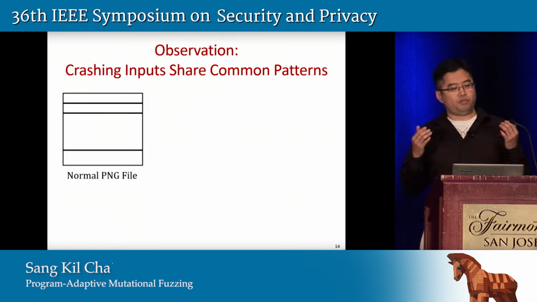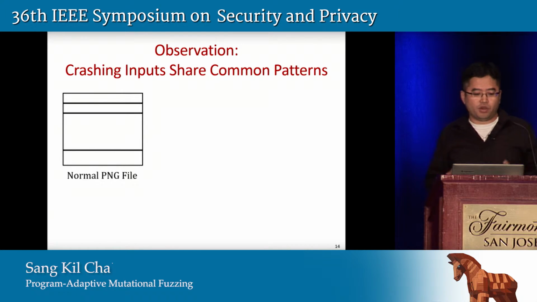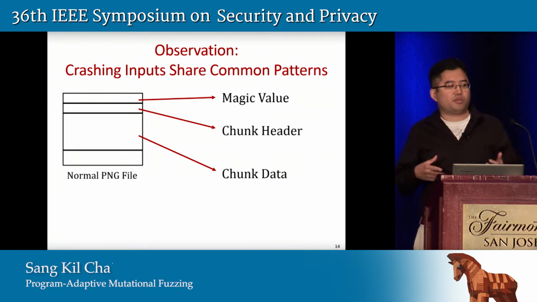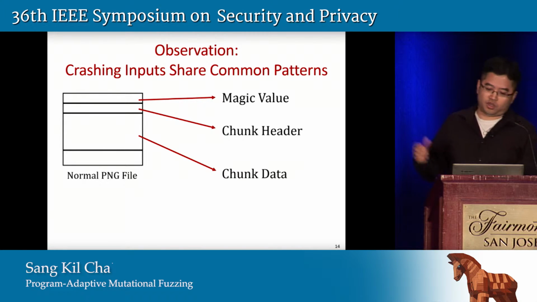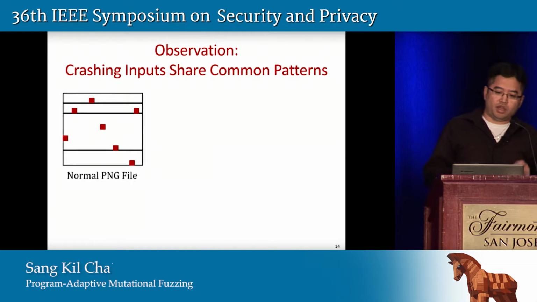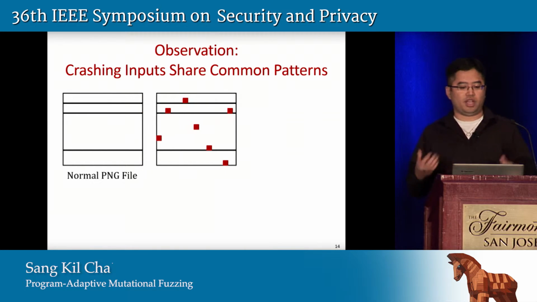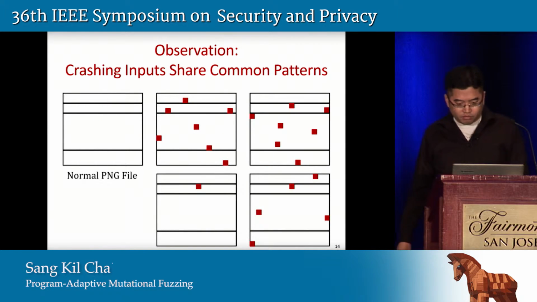So suppose we're given a PNG file as a seed. Since this is a well-structured input, this file consists of several data fields, as you can see here. And we're going to use a red rectangle here to represent a bit position that is flipped from the seed. And by flipping several bit positions of the seed, we can generate test inputs as follows.